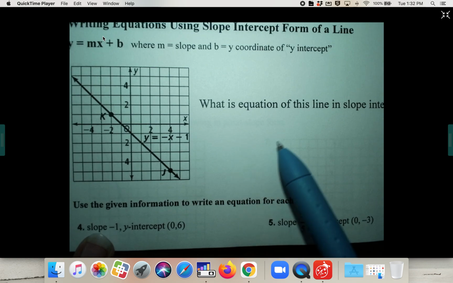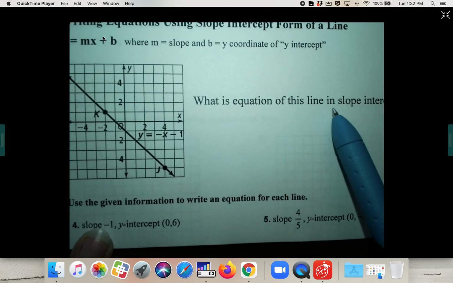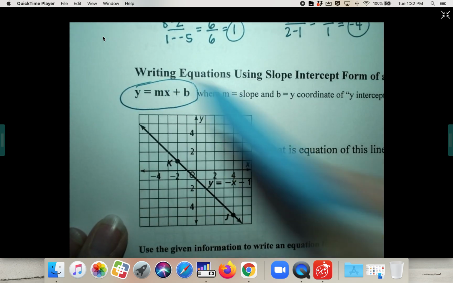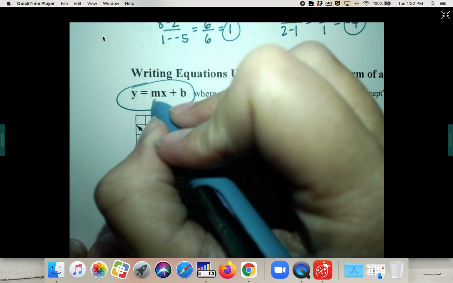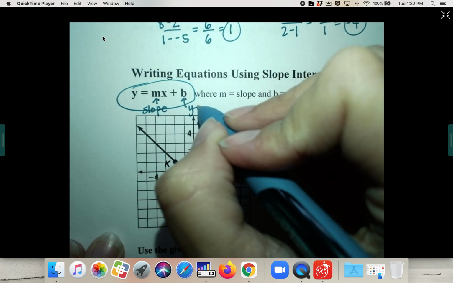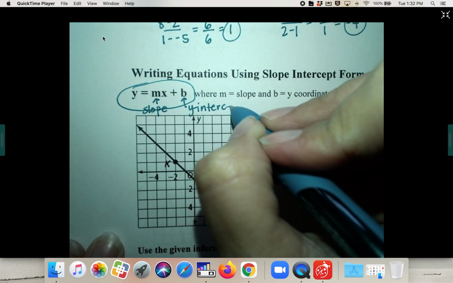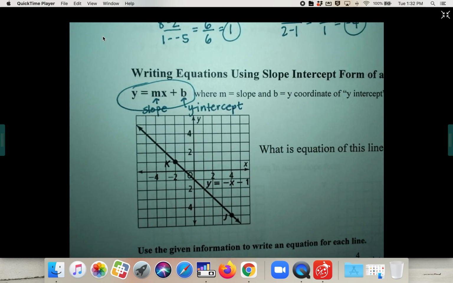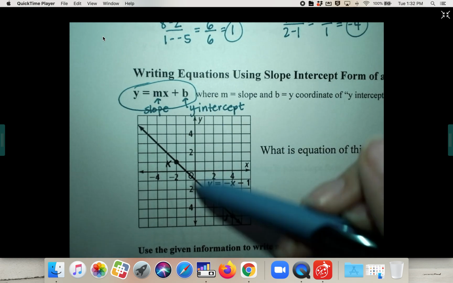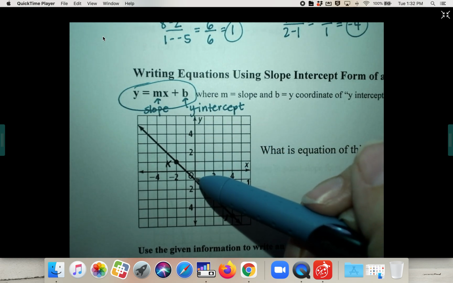All right, on the next section, it's a reminder of what the line is in slope-intercept form. The entire equation is y equals mx plus b, where m is the slope and b is the y-intercept. And if you forgot what that is, it's the place where the line crosses the y-axis. So you're looking at your y-axis and seeing where your line touches.